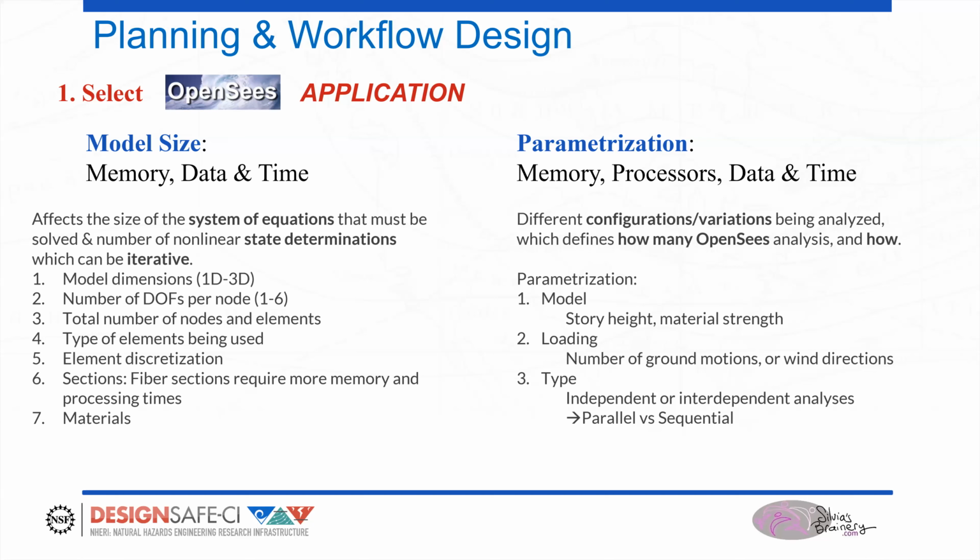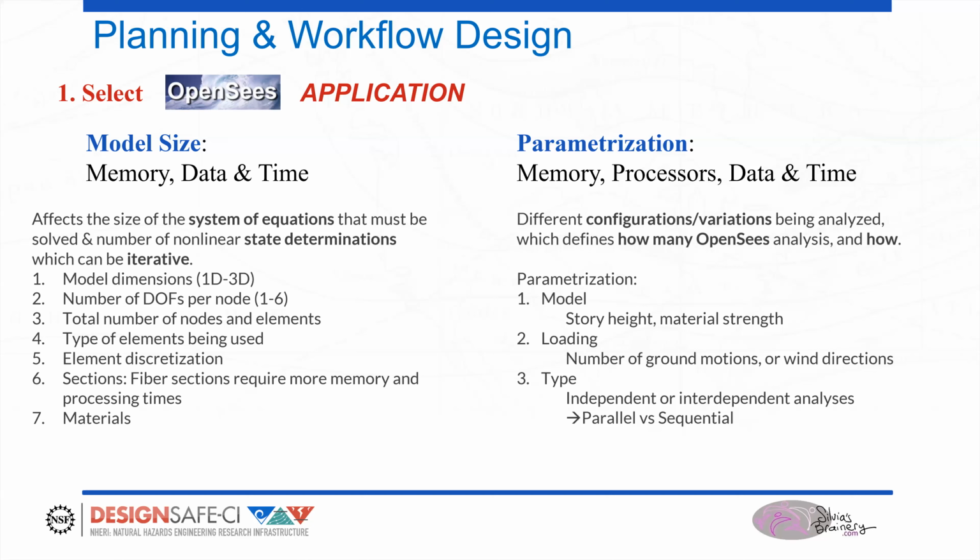Then the parameterization is, again, it takes up memory and processors, and it creates more data and time. And it's how many configurations and variations you have in your model or in the loading, right? You can be studying the effect of material strength or the number of stories or the story height, or you can have different variations of ground motion scaling. Maybe if you're doing wind loading, different wind directions, right?